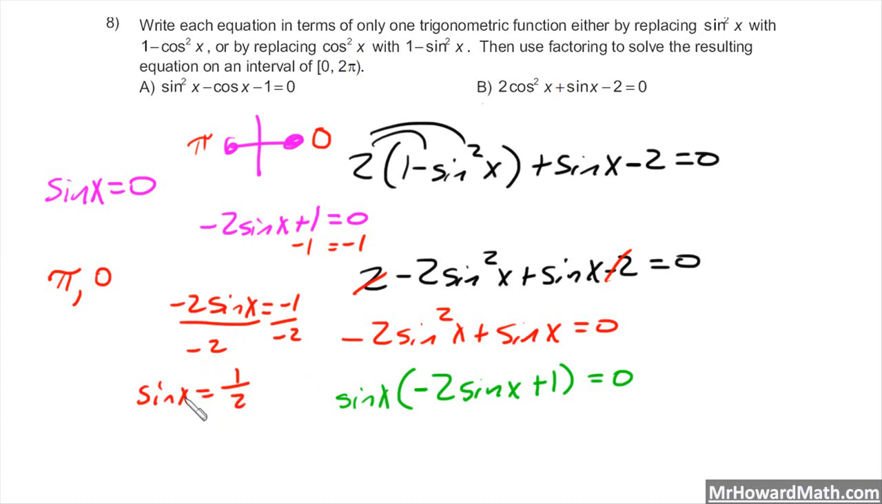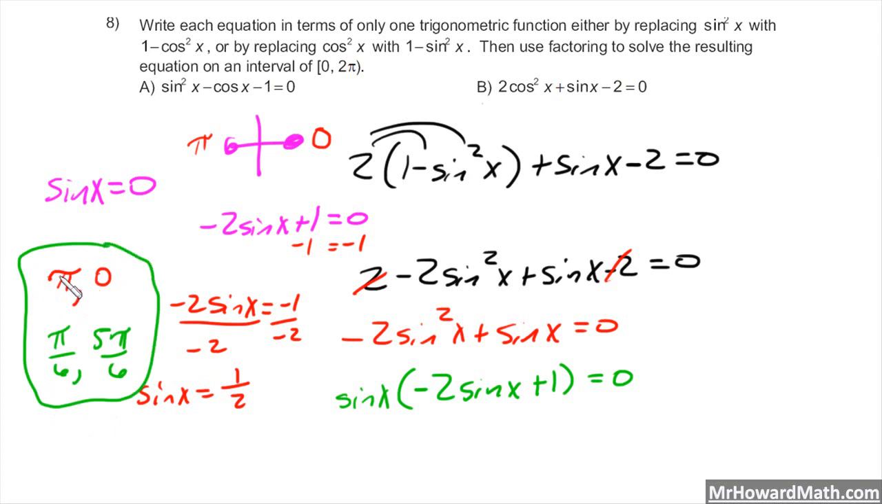That's similar to our earlier problem. So in other words, what angle on the unit circle is the y-coordinate 1/2? We did that in the previous problem, and that was at pi over 6 and 5 pi over 6. So we have 4 total answers there. The answers are all angles: pi, 0, pi over 6, 5 pi over 6. So 4 total answers there.